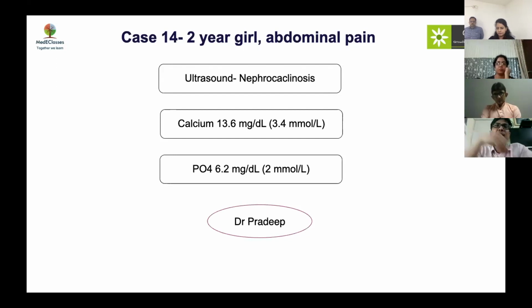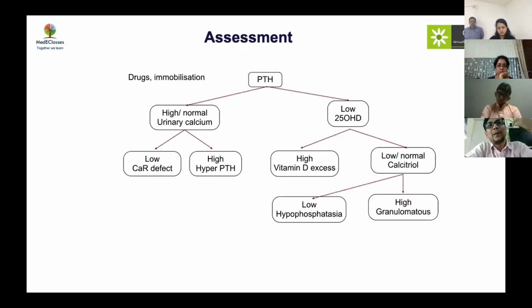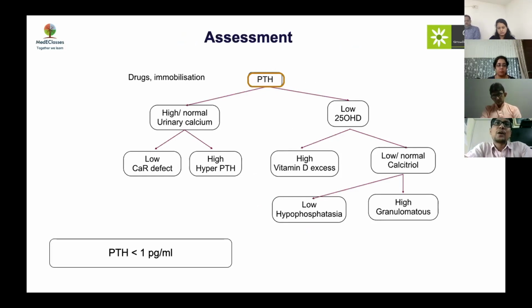Okay, so in the setting of hypercalcemia with hypercalciuria, most probably we'll keep in mind there are 2 differential diagnoses: vitamin D toxicity or hyperparathyroidism. But with hyperparathyroidism, phosphate is going against it. Phosphate should be low in hyperparathyroidism, but phosphate here is high, 6.2. So we will go for vitamin D status. Here parathyroid hormone is less than 1.